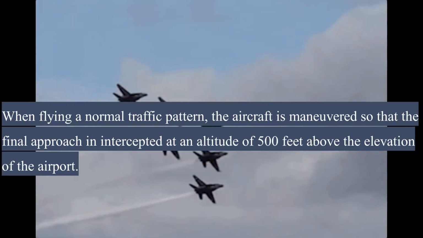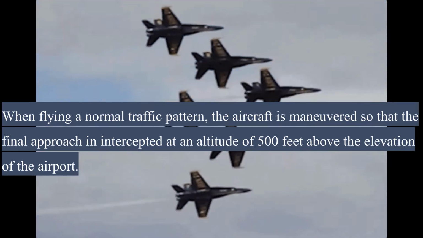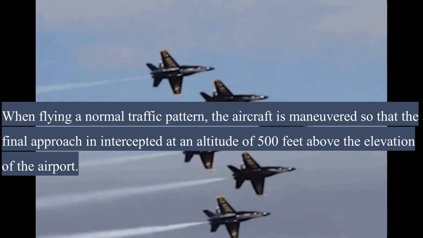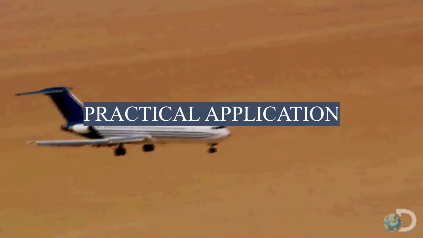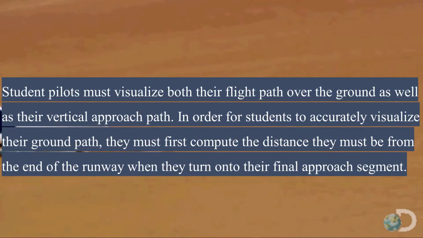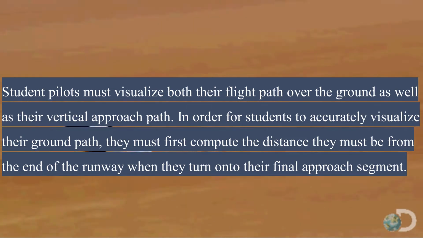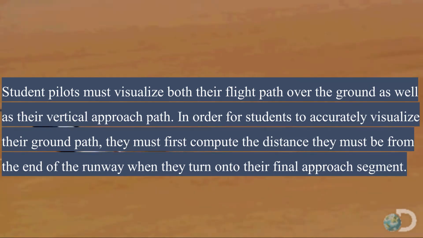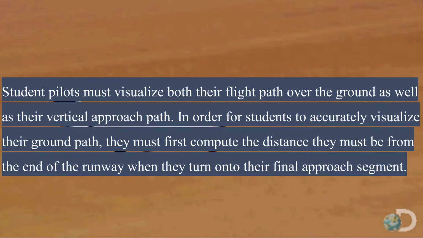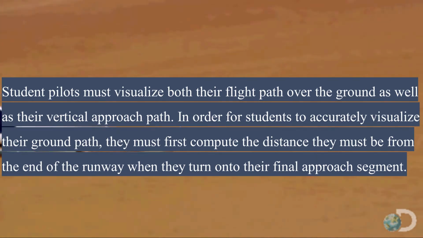When flying a normal traffic pattern, the aircraft is maneuvered so that the final approach is intercepted at an altitude of 500 feet above the elevation of the airport. Student pilots must visualize both their flight path over the ground as well as their vertical approach path. In order for students to accurately visualize their ground path, they must first compute the distance they must be from the end of the runway when they turn onto their final approach segment.